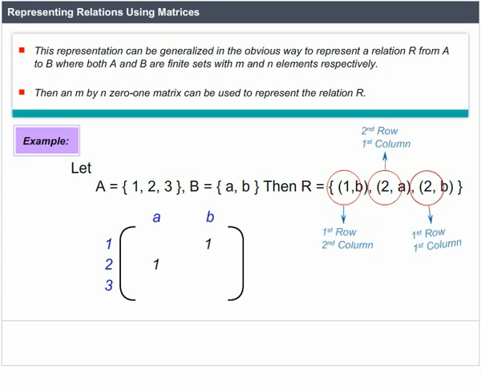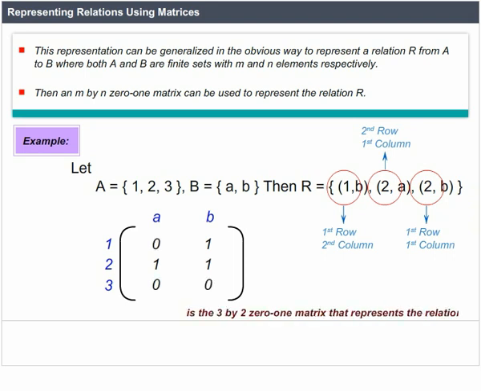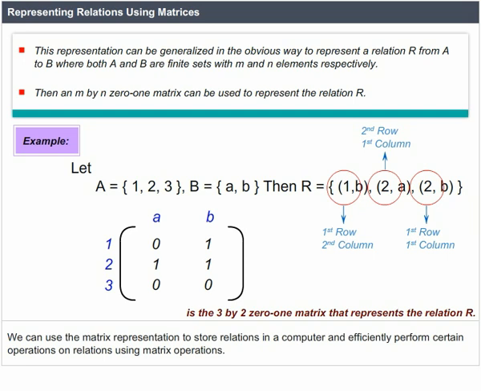Then the matrix shown in the figure is the 3 by 2 0-1 matrix that represents the relation R. We can use the matrix representation to store relations in a computer and efficiently perform certain operations on relations using matrix operations.